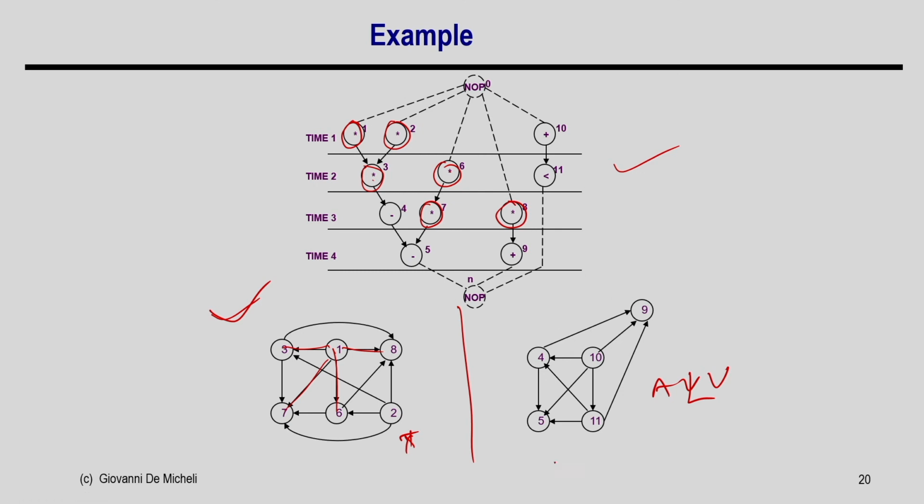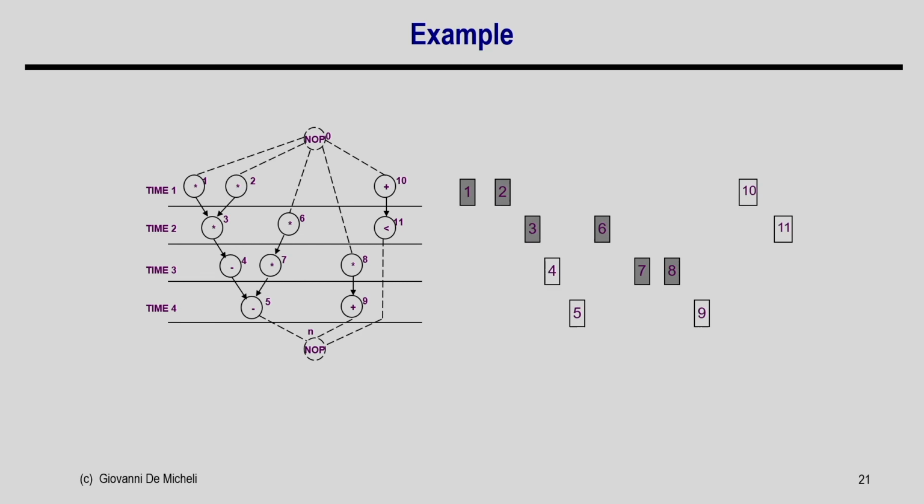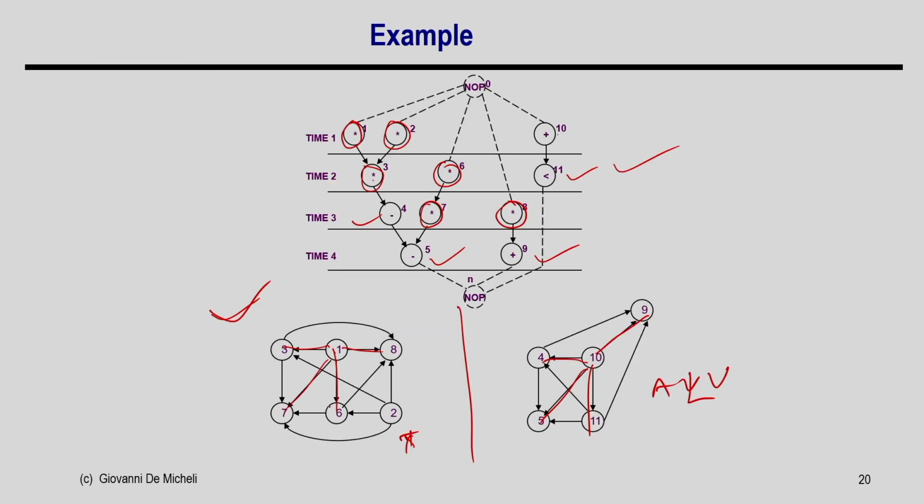And similarly, for the ALU, this 10 is compatible with 11, 9, 5 and 4. So, 10 is compatible with 9, 4, 11 and 5 and so on. I will construct this, and now you see the complete graph. You can take the complement of this graph. So, I will construct the complement graph here. It has 1, 6, 8, 2, 3 and 7.